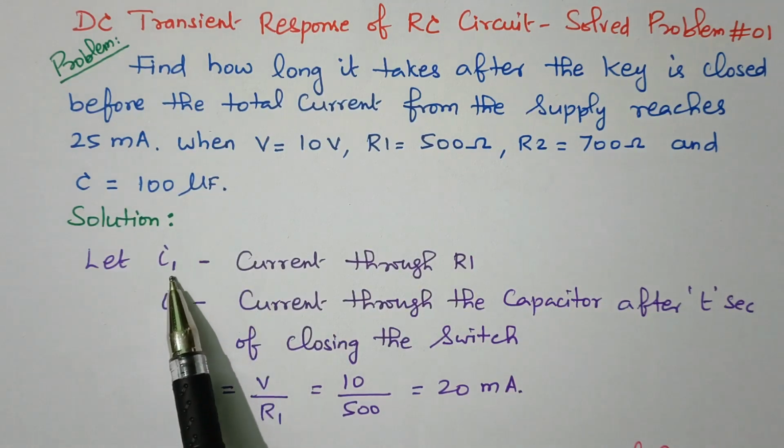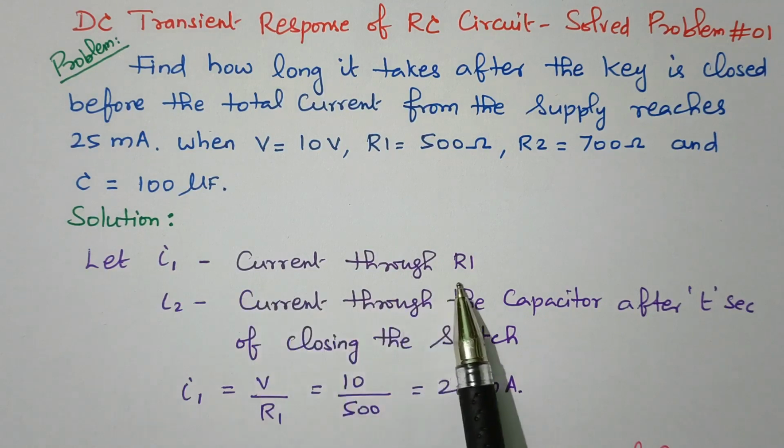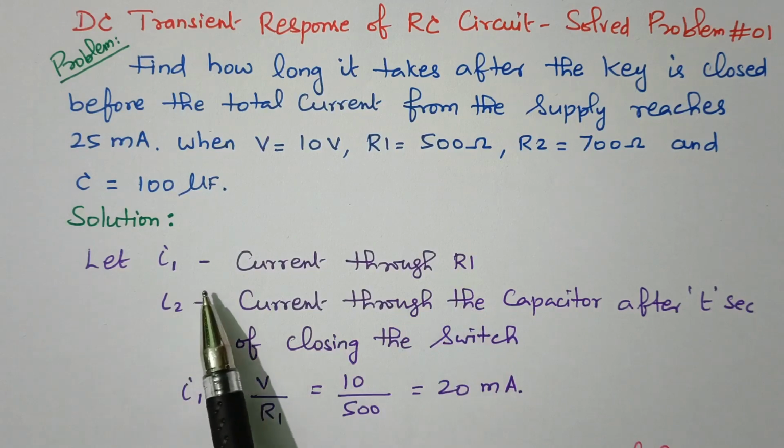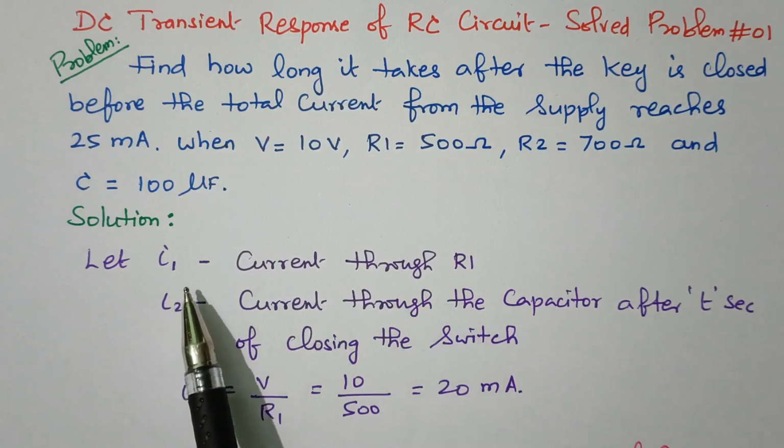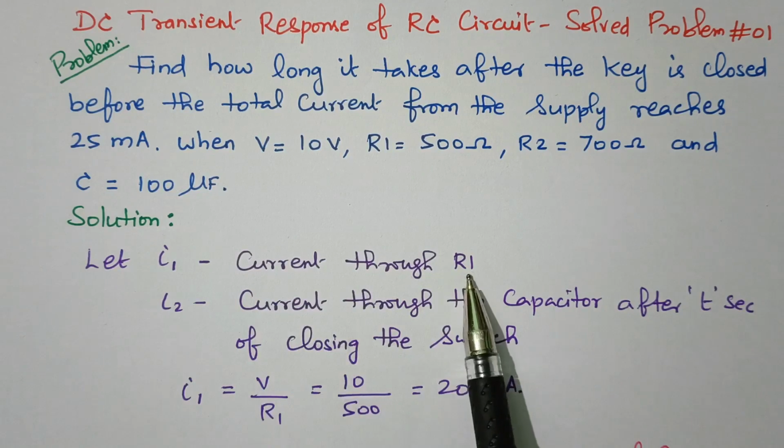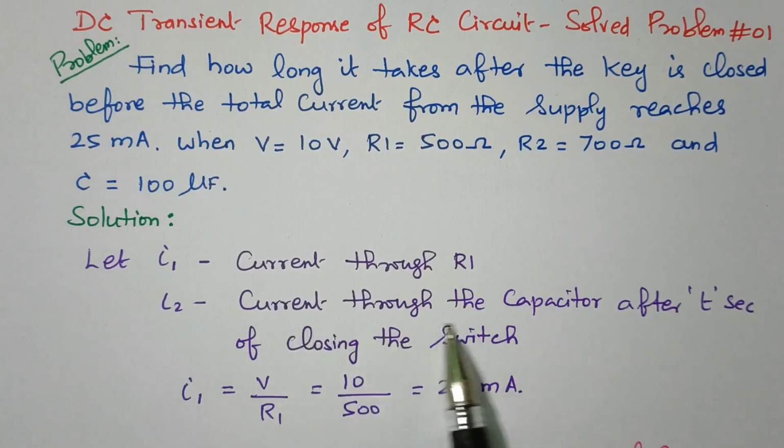In this solution, I1 is the current through R1 because it is a branch. So two branches are available. Total current I equals I1 plus I2. I1 is the current through the resistor R1. I2 is the current through the capacitor branch after t seconds of closing the switch. I1 we can easily calculate as V by R1. V is 10 volts, R1 is 500 ohm. So it is 20 milliampere. The current flowing through the resistor R1, I1, is 20 milliampere.